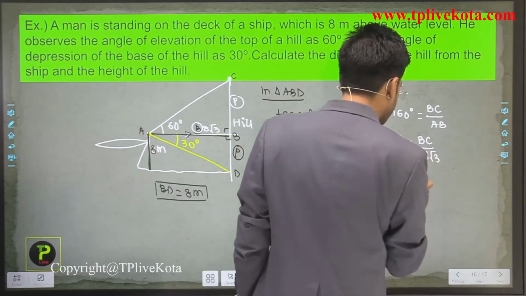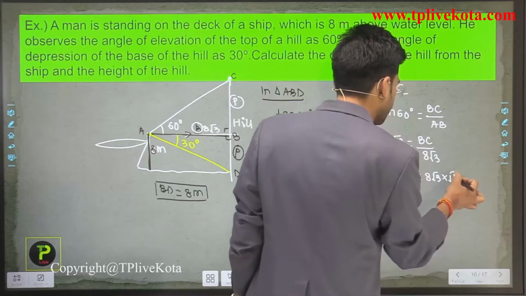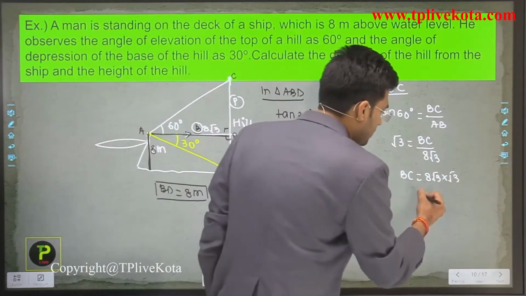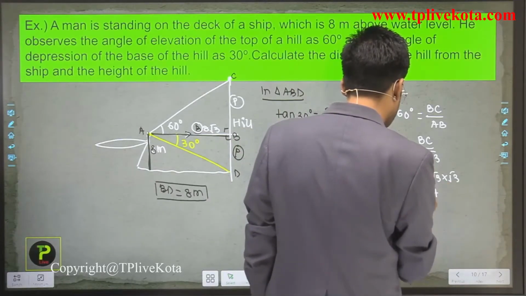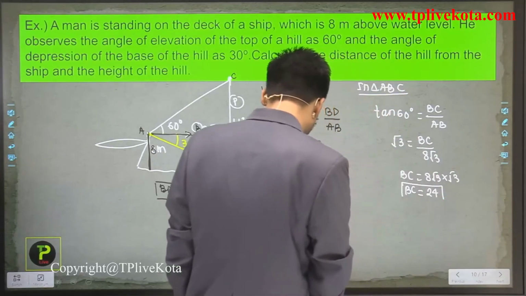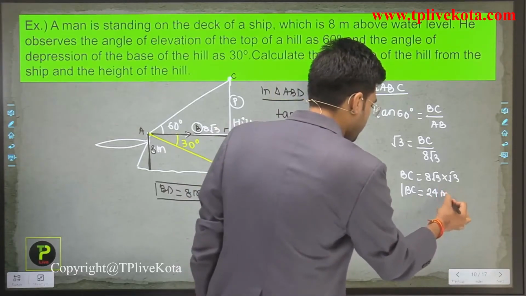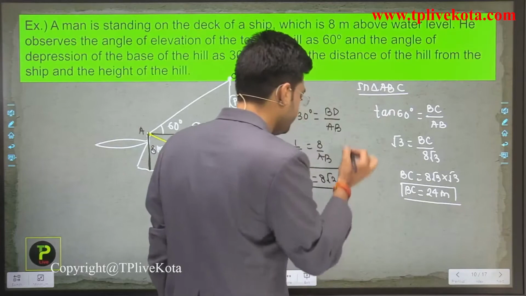Clear? So what is the value of BC here? The value of BC is 8 root 3 multiplied by root 3. Now 8 root 3 multiplied by root 3 is 24 meter. BC is 24 and the unit is meter. Clear? This is also in meter.